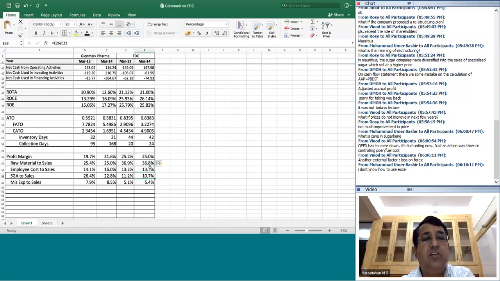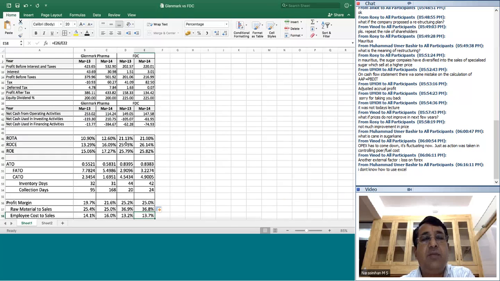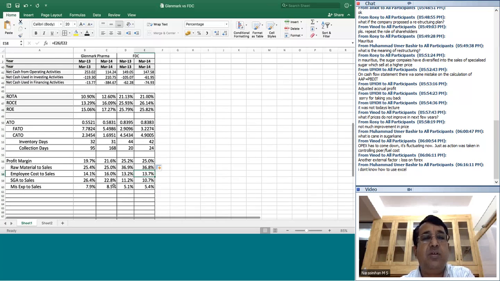Employee costs are also better. So overall, when you look into that, FDC is a better company compared to Glenmark on profitability. And what drives this profitability? There are two things which drive profitability: asset and cost management. On both asset and cost management, there is scope for improvement for Glenmark.